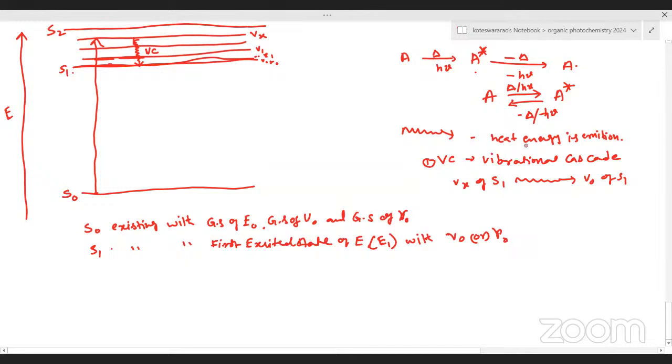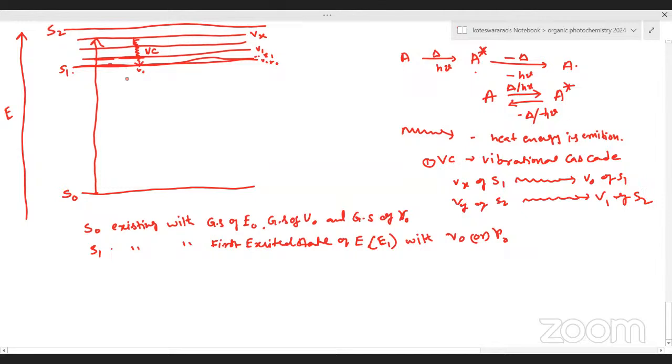Or suppose in another upper level, on deactivation the molecule reaches some S2 level, the second upper excited state. There also it reaches some Vy level of the S2 state. It is deactivated to V1 of S2. This is also vibrational cascade. After reaching this state, somewhat V0 state, the molecule reaches from this position.